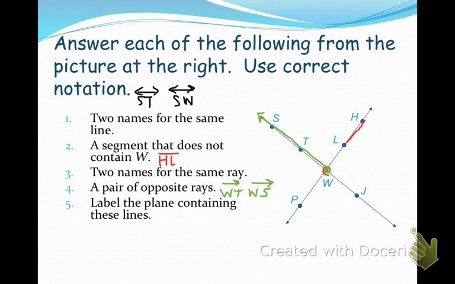Label the plane containing these lines. Since both lines and all points are coplanar, we just need to choose three of the points that are noncollinear to name this plane, so we'll choose points S, T, and P as one example to name that plane.